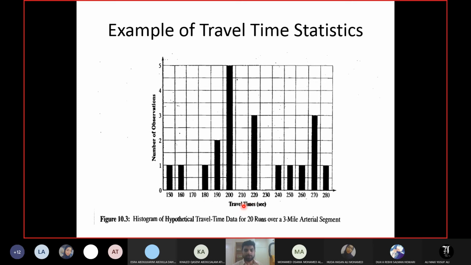So these are the values of the travel time, and on the y-axis you have the number of observations for each value. So how many observations do we have for 150 seconds? 1. How many observations for 160 seconds? 1. How many for 170? 0. How many for 190? 2. How many for 200? 5.